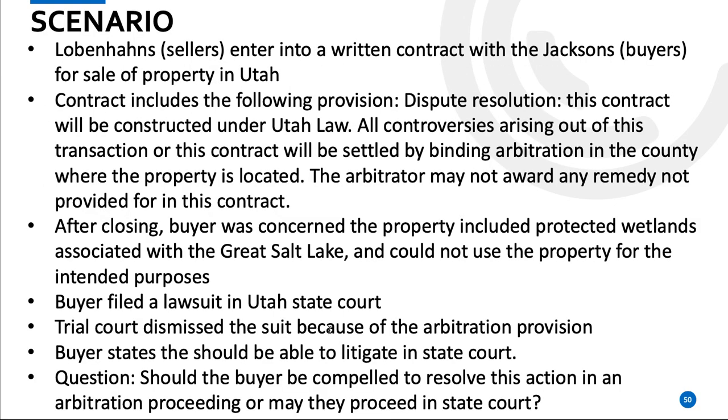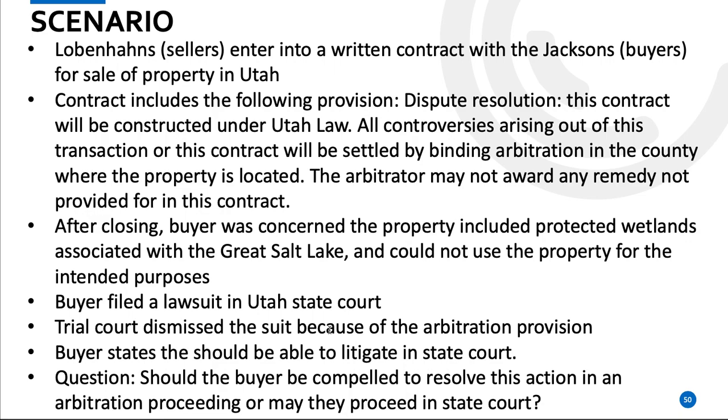So here's a scenario. Coming back to this scenario, the sellers entered into a written contract with the buyers for the sale of property in Utah. The contract includes the following provision: dispute resolution. This contract will be construed under Utah law. Okay, so that's what we call the choice of law. So we're applying Utah law, not federal law, not some other state law, but Utah law. All controversies arising out of this transaction or this contract will be settled by binding arbitration in the county where the property is located. So one, we have a binding arbitration provision, and then two, we have a venue provision in terms of where that arbitration will be heard.